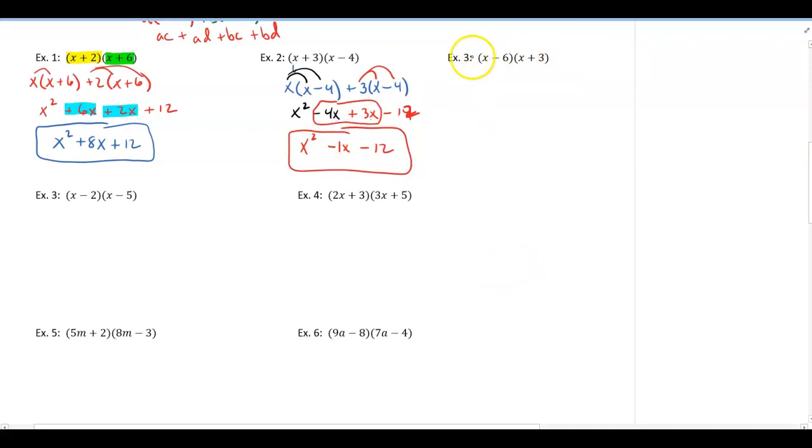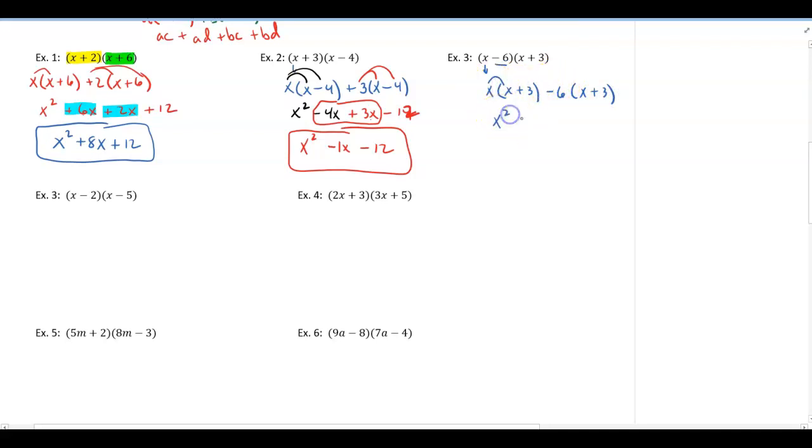Okay? Next, same thing. I'm going to pull out my first term, x, distribute it to what now? The x plus 3. Now, the second thing I'm going to pull out, though, is the negative 6 and distribute it to the x plus 3. So now I'm going to show my distributions.